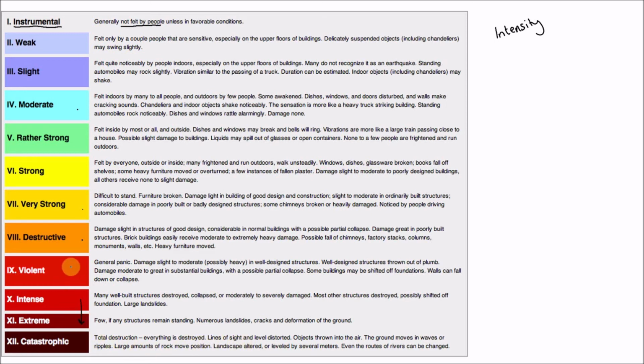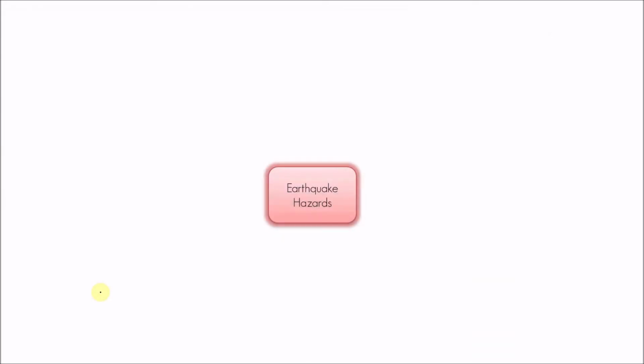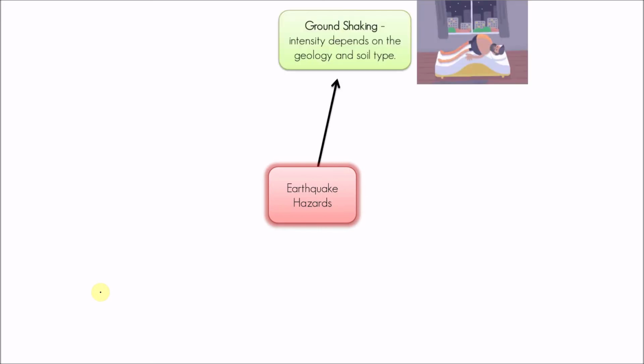So Haiti and Japan in 2011, both a 9 on that scale. So we can see we're using slightly more observational categories here when we are looking at the intensity of the earthquake. Final thing to cover then are the different hazards that are associated with earthquakes.